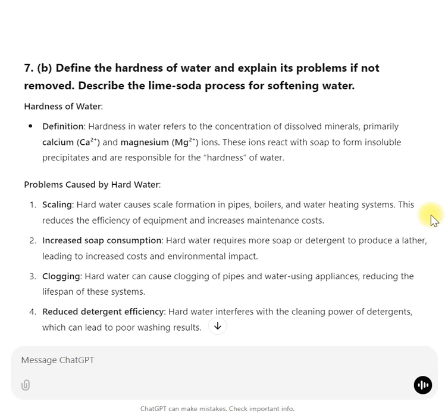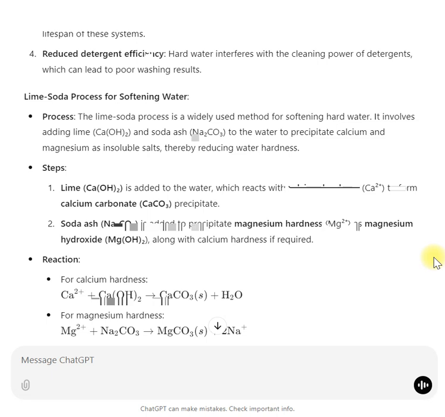1. Scaling. Hard water causes scale formation in pipes, boilers, and water heating systems. This reduces the efficiency of equipment and increases maintenance costs. 2. Increased soap consumption. Hard water requires more soap or detergent to produce a lather, leading to increased costs and environmental impact. 3. Clogging. Hard water can cause clogging of pipes and water-using appliances, reducing the lifespan of these systems. 4. Reduced detergent efficiency. Hard water interferes with the cleaning power of detergents, which can lead to poor washing results.